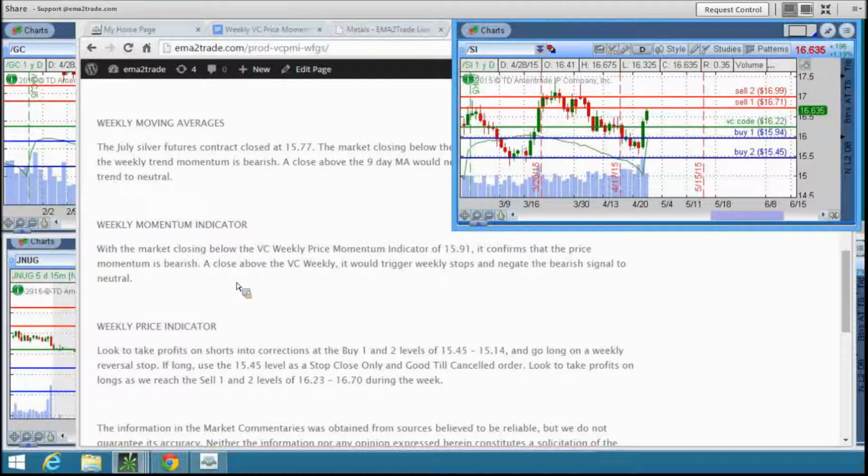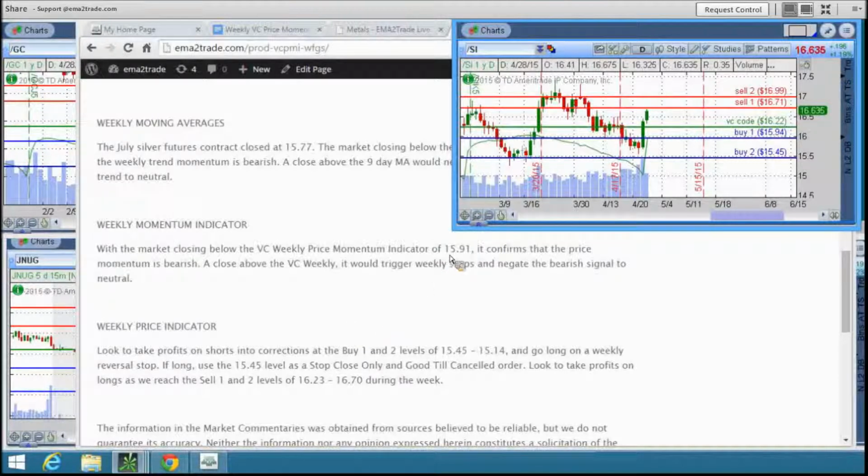And then the close of the 15-minute bar if you're day trading, or if you're swing trading, the close of the daily bar, would activate a buy signal by closing above the VC weekly, or a short signal by closing below once it goes neutral. In this case, basically, the signal was slightly bearish. We went through the 1591 and it activated the buy signal.